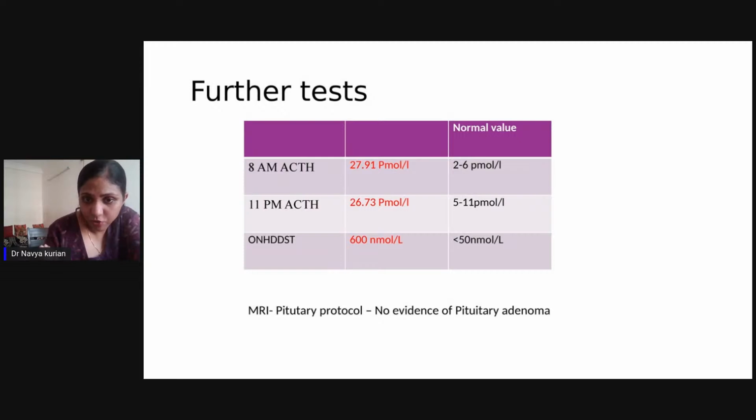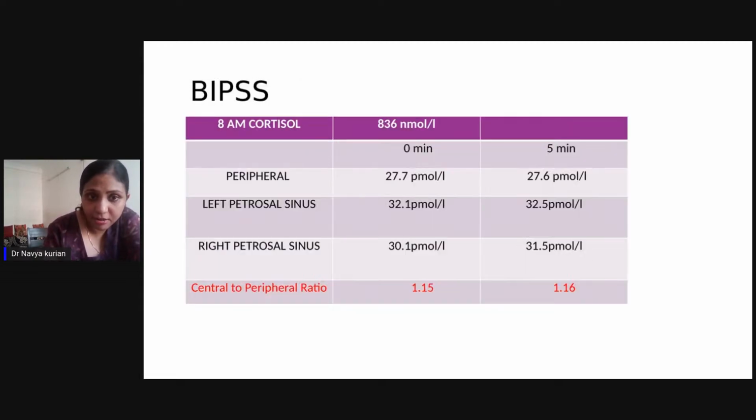ACTH dependent Cushing's can be either from pituitary or ectopic. So the next step was an MRI, which was done under pituitary protocol, but it didn't show any pituitary adenoma. But mostly the ACTH producing adenomas are very small and they may not show on MRI. So the gold standard for distinguishing between Cushing's disease, that is Cushing's originating from pituitary, versus Cushing's originating from ectopic sources, is a bilateral inferior petrosal sinus sampling.